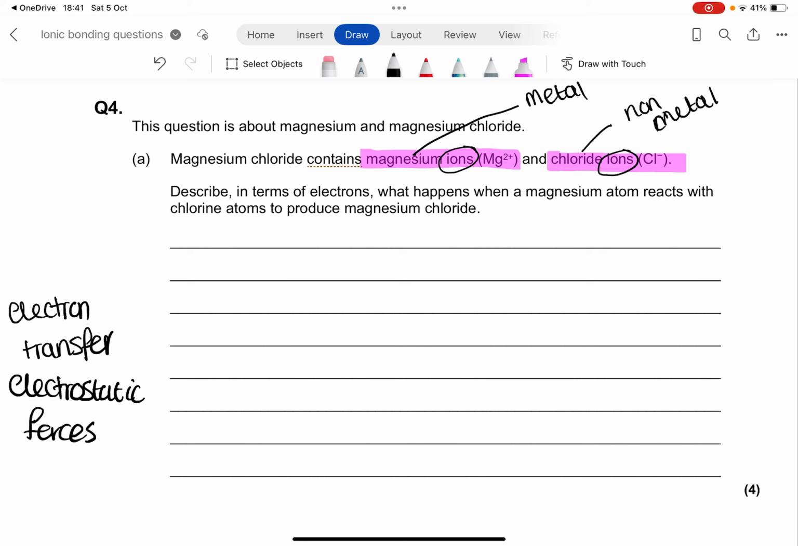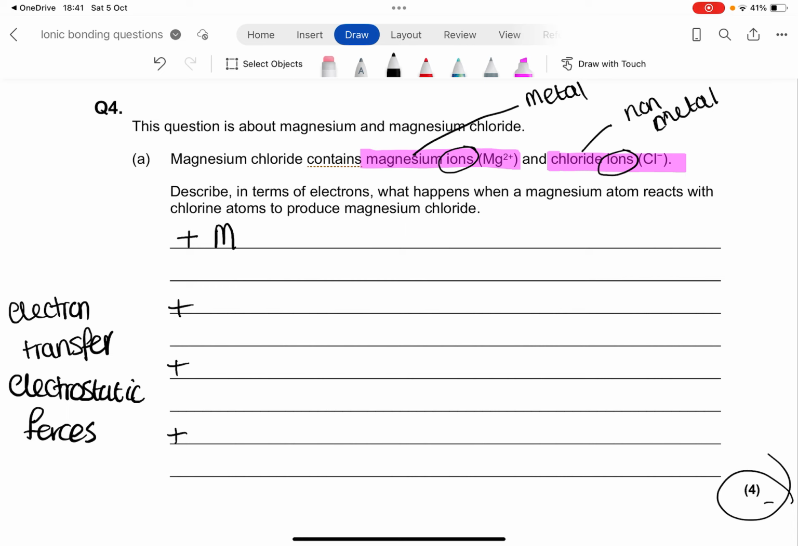It says, describe in terms of electrons what happens when a magnesium atom reacts with chlorine atoms to produce magnesium chloride. Now, this is a little bit harder, this question, because it doesn't give you any pictures to help you, but I'm still going to do it exactly the same way as I have done the last 3 questions. So it's 4 marks, so I'm going to start with 4 bullet points. And I'm going to go with how I've done each question. So I'm going to start with the metal.